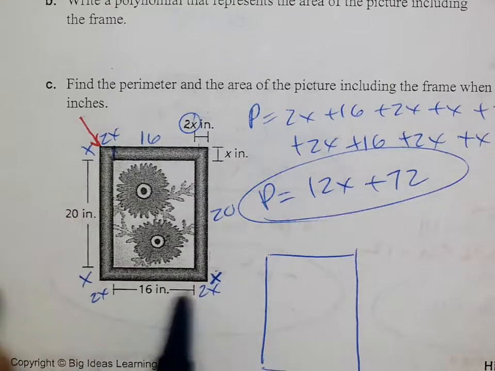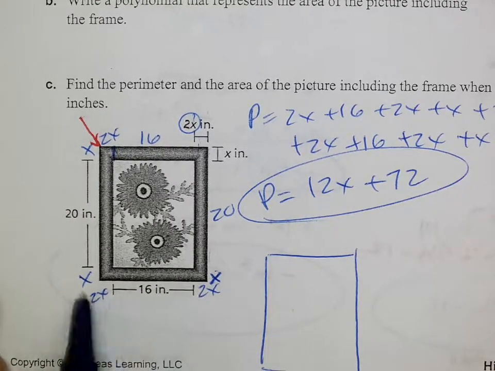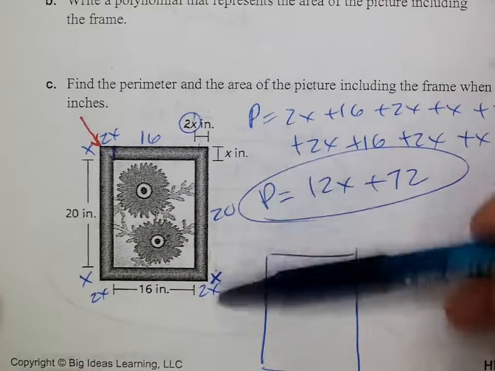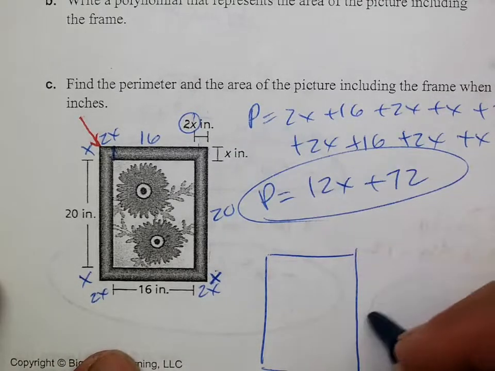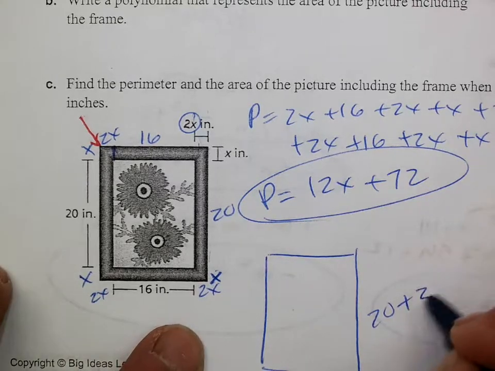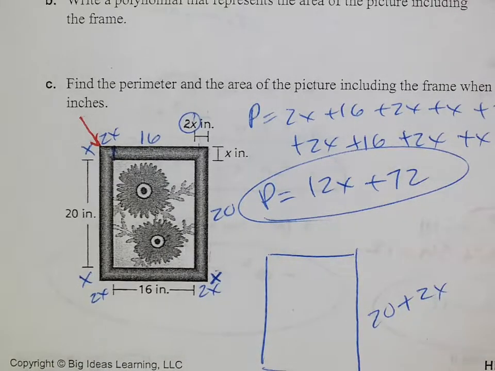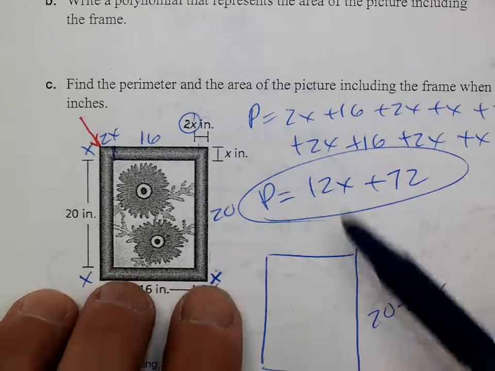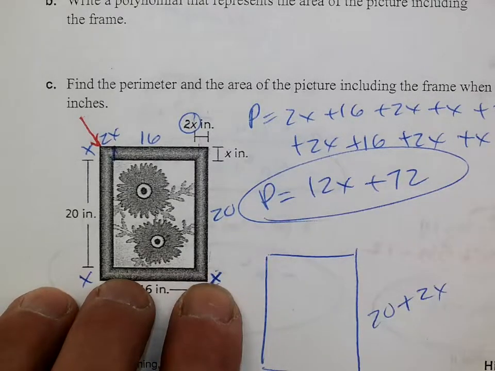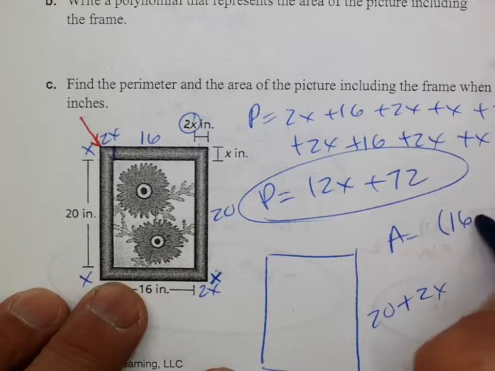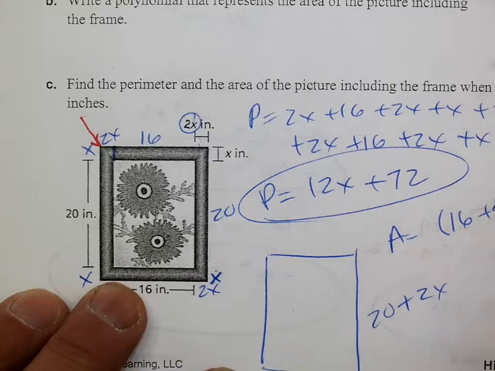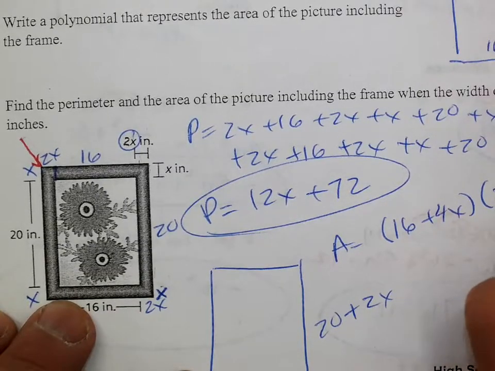So the very outside is 16 plus 2x and 2x, right? 4x. Yes, 16 plus 4x, okay? And then this is going to be 20 plus x, right? 20 plus x, so it's going to be 20 plus 2x, right? So then the area, 20 plus 2x, because I've got my 20 and I've got my x, okay? So in the area, I just want you to put this, okay? 16 plus 4x times 20 plus 2x, okay?